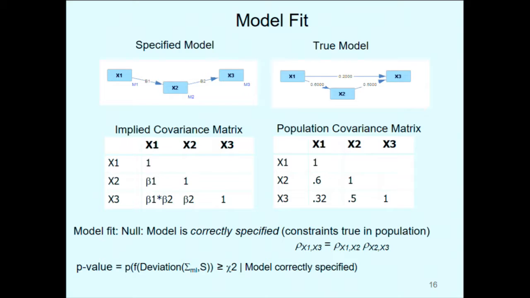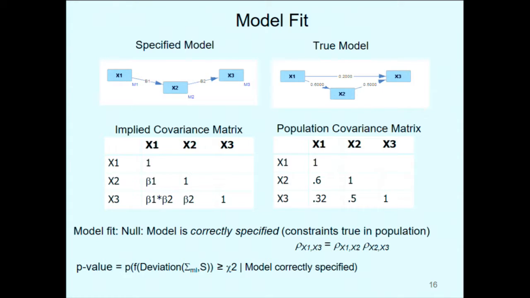Okay. So the model fit, model's correctly specified, the constraints are true. In this case, the constraint for this model is that the correlation of x1 and x3 equals the correlation of x1, x2 times the correlation of x2, x3. That's the constraint this model entails. Cannot get around that. There's nothing you can do.